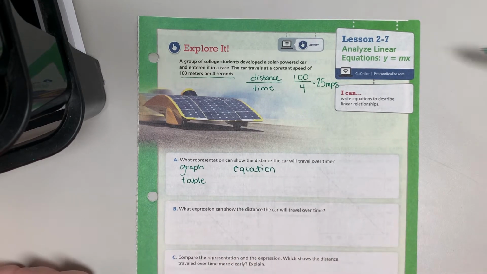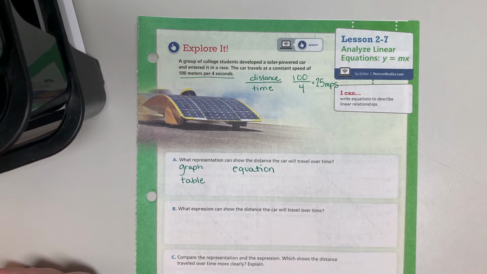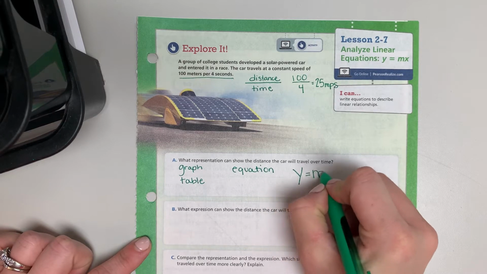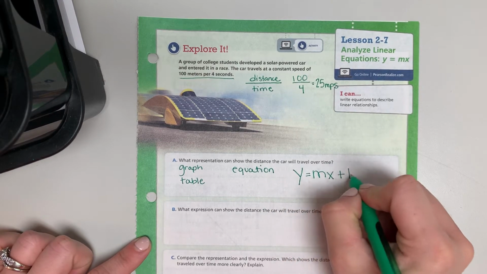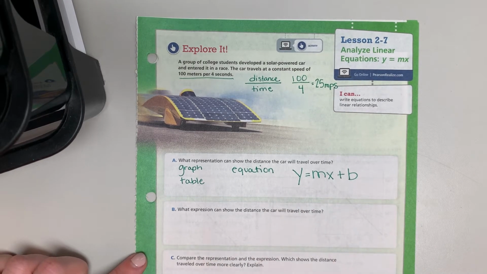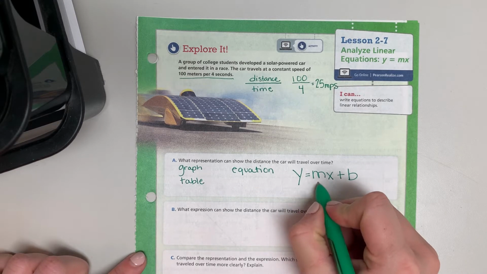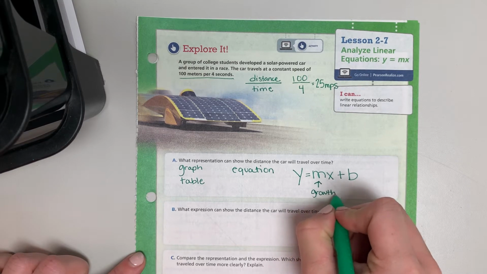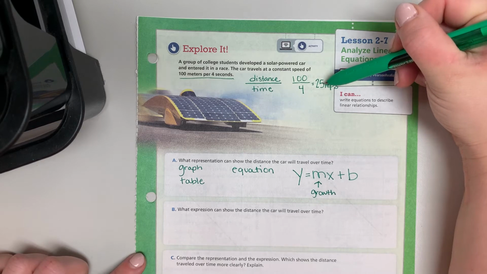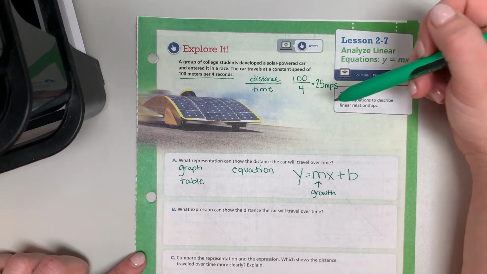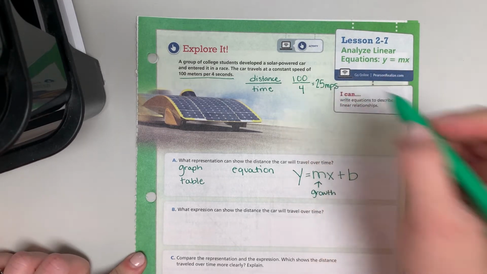Now, we're going to learn about this equation, y equals mx plus b. So, let's go ahead and write that equation down, y equals mx plus b. Now, y is always going to be your outcome, what you're looking for, what you want to accomplish. M, we learned yesterday, is our growth. So for this instance, it would be 25 because this car travels 25 meters per second. So that would be our growth.